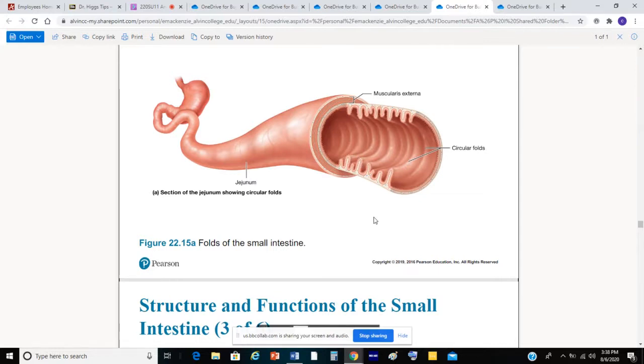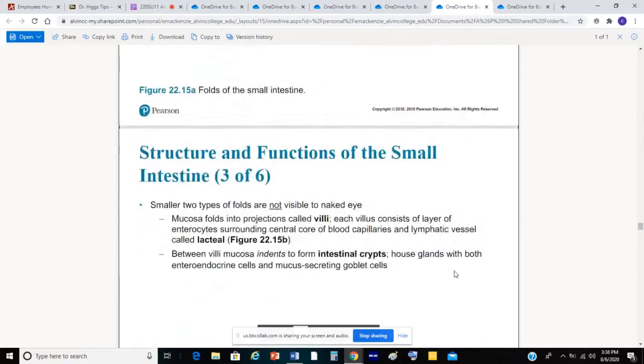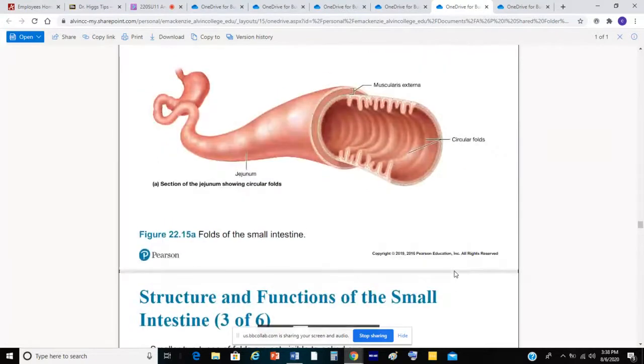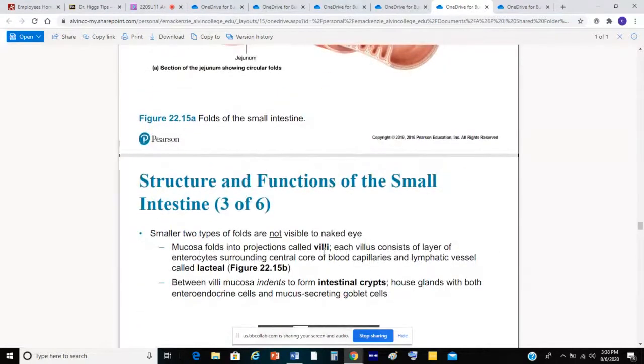Why do we have all these things? Why do we have circular folds, villi, and microvilli? They all help to increase the surface area to allow for more absorption. The major function of small intestines is to do absorption. So they're going to have lots of things to increase their surface area so that they could do lots of absorption. And what things? Circular folds, villi, and microvilli.